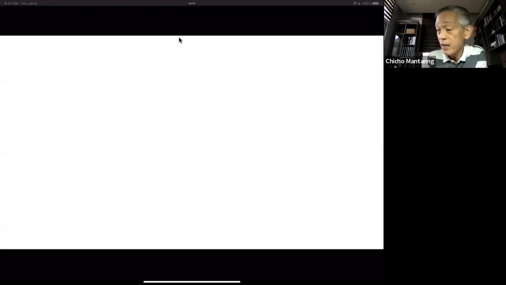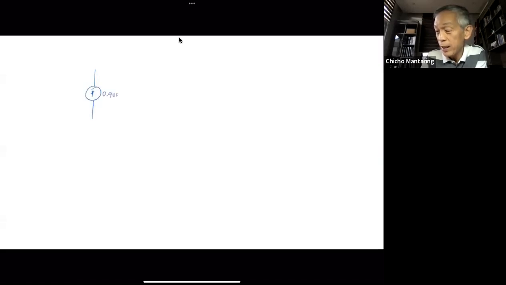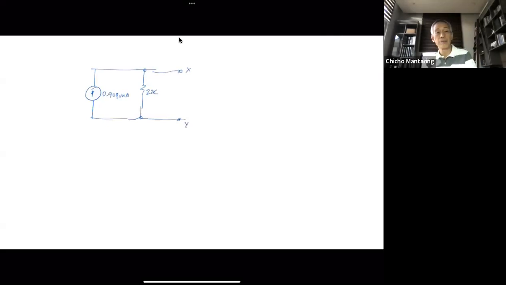So finally, what is my Norton equivalent? I will now have my 0.909 mA here. I will have my 22K here. And now I have my X and Y. Any questions?